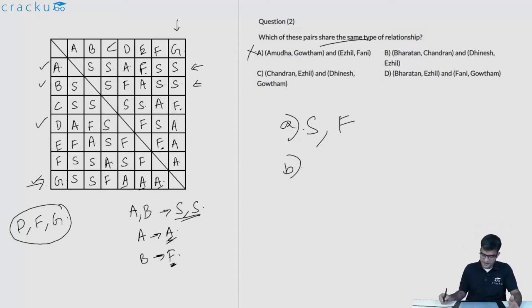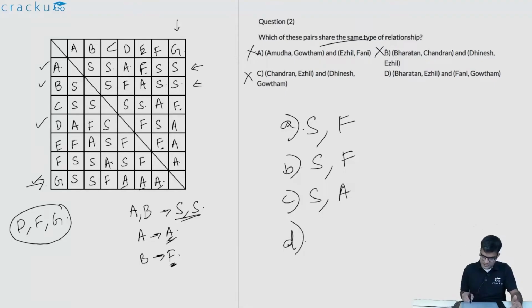Let us look at option B. B and C. B and C are strangers. This is one of the clues that is given at the start. And D and E. D and E are friends. So this also is not the correct answer. We are looking at the third option. C and E. C and E are strangers. D and G. D and G are acquaintances. So this also is not the correct answer.